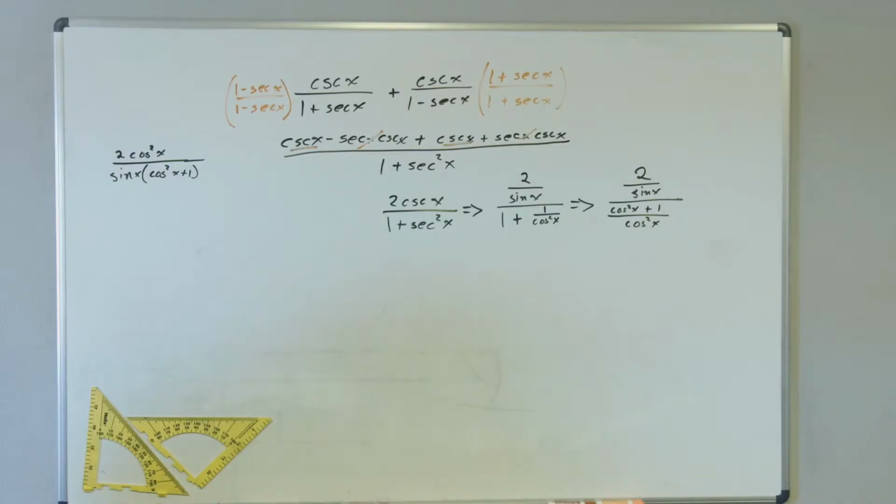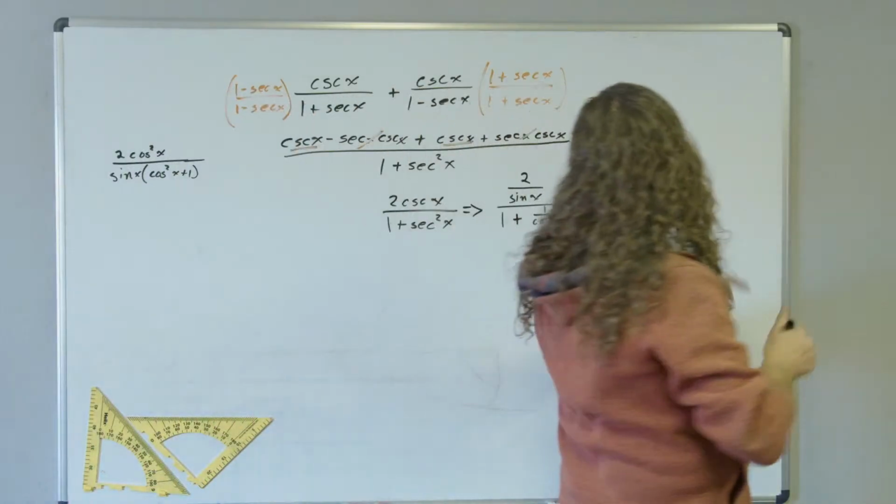What are you saying? That's not what we're saying. Cos squared plus 1 is also equal to, what is it? No, it's not. Sine squared plus cosine squared equals 1. Wait, how do we get the 2 cosine squared of x? Reciprocal. Divide, flip this one over and multiply. Oh, right. Yeah.